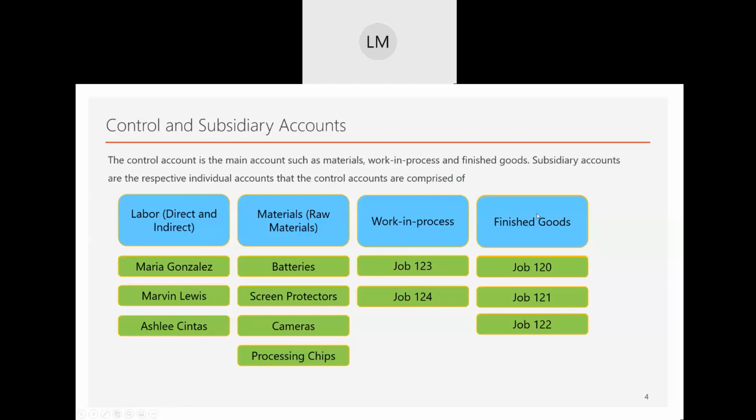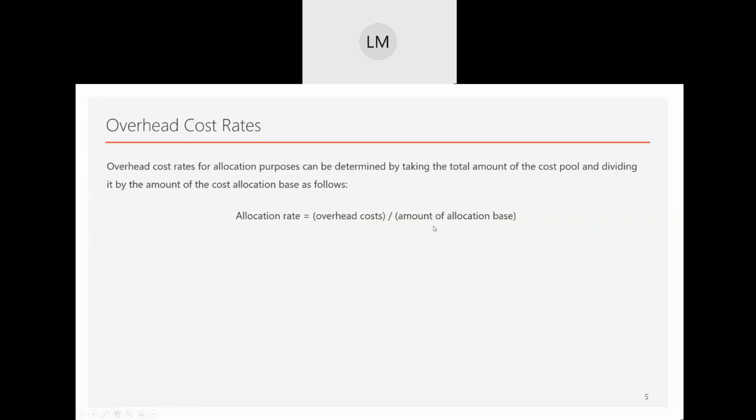My finished goods inventory line item on my balance sheet might have a total dollar amount, but that total dollar amount is going to comprise the different jobs that are completed and are just waiting to be sold. So now, before we talked about, and let me go over here and do something.